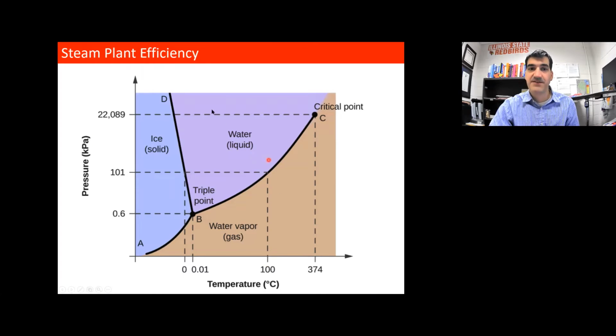So if I'm at a higher pressure and I boil liquid at that higher pressure, I'm going to make it boil at a higher temperature. All right, so that is how we get a higher T-hot. We simply boil the water at a higher temperature.